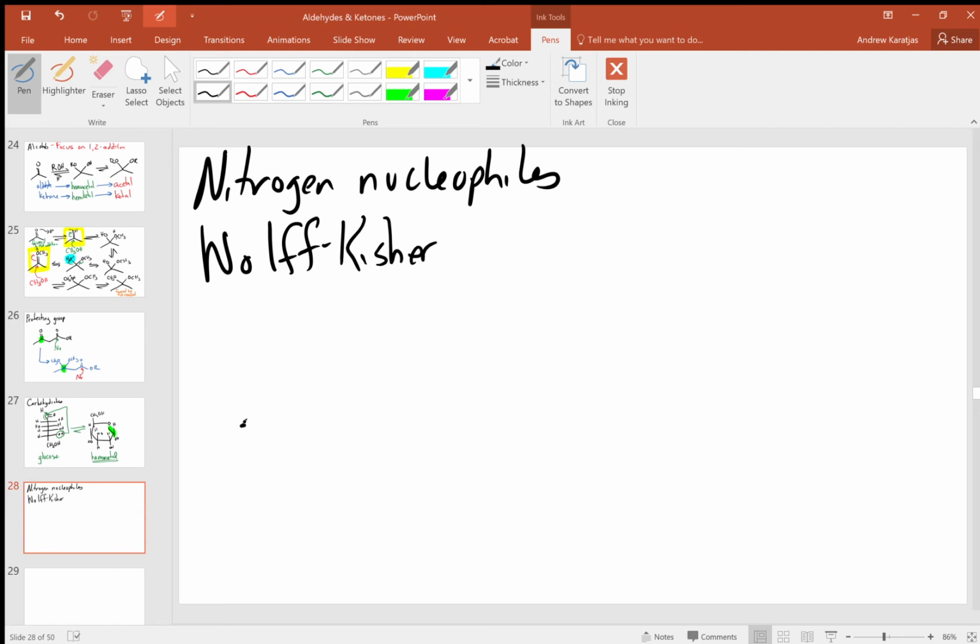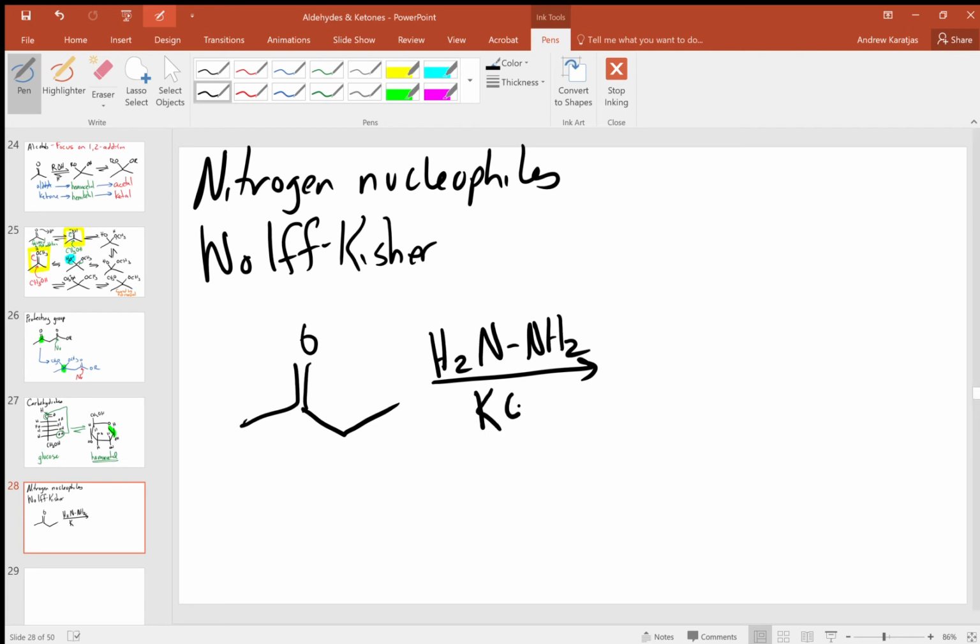So the Wolff-Kishner takes an aldehyde or a ketone and uses this reagent known as hydrazine, which is just two NH2 groups put together, a base such as KOH, and then high temperature. Typically you have to heat these over 200 degrees Celsius. But as a result, the carbonyl is actually removed completely and replaced by a pair of hydrogens.